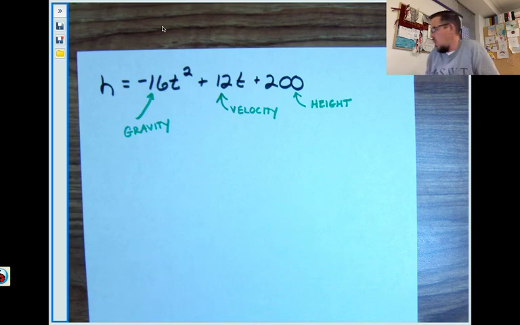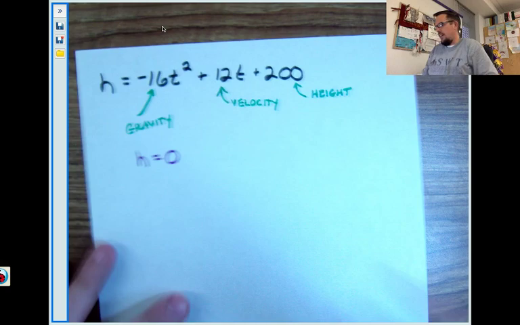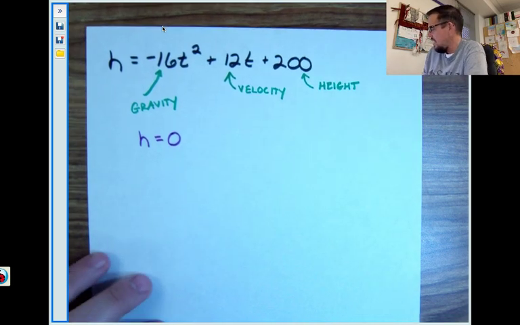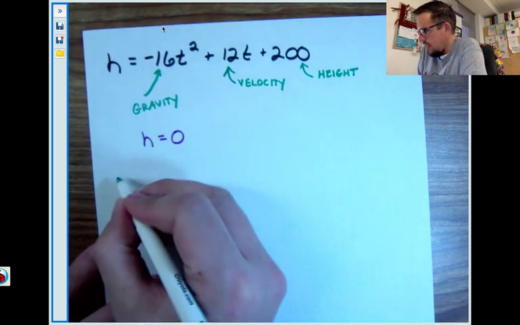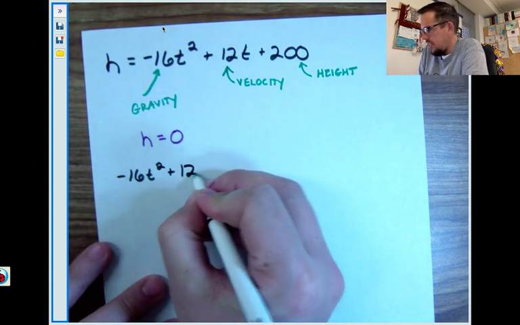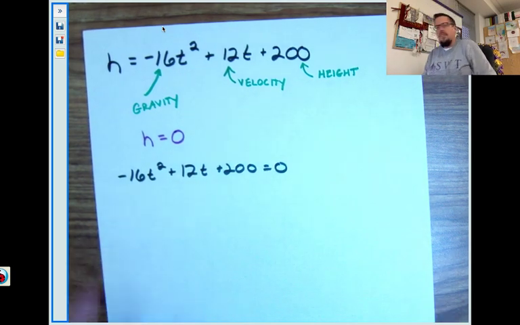0. So the question is, how long does it take for the height of my calculator that I hurled to be 0? It hits the ground. We assume that it does not bounce back up. It doesn't have any height at all. So the equation then is negative 16t squared plus 12t plus 200 equals 0.